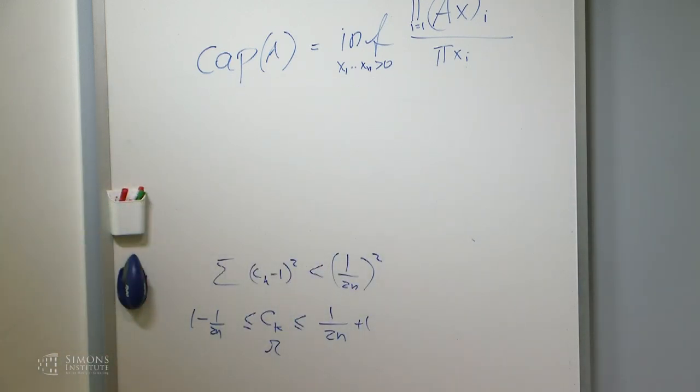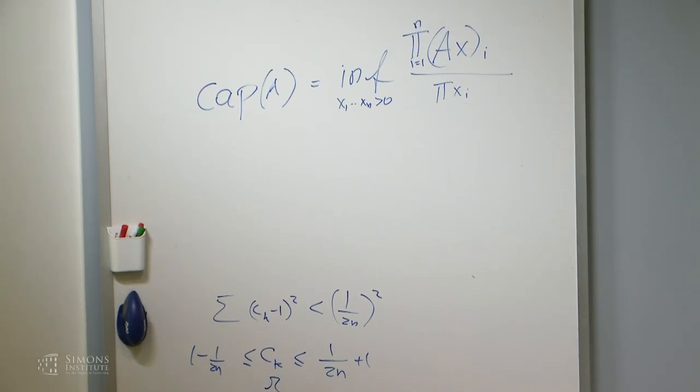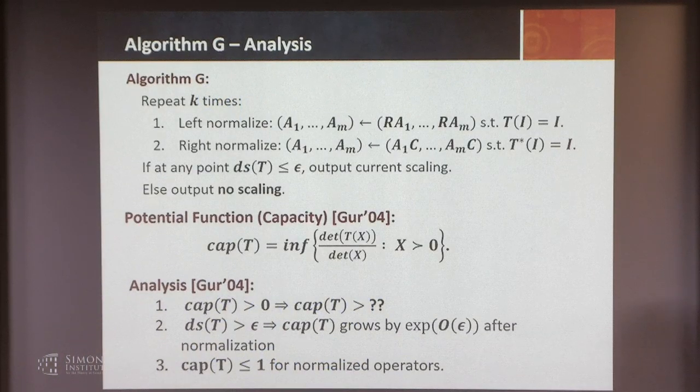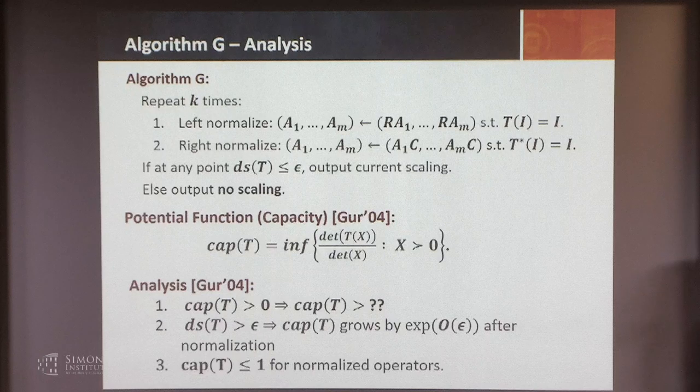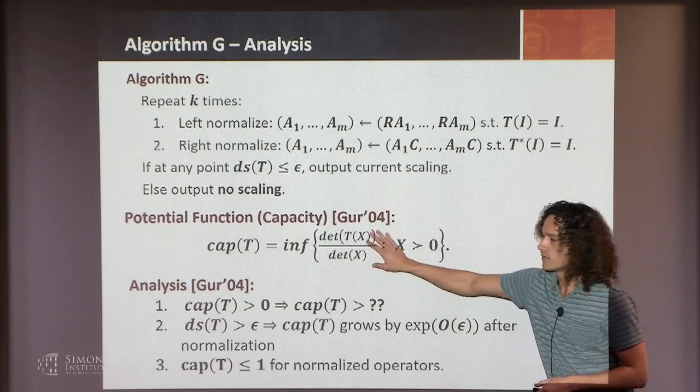And this capacity generalizes that one, which can also be used to analyze the matrix scaling. Gurvits came up with this capacity. Remember for the permanent, if the permanent was bigger than 0, it was lower bounded by something nice, some inverse exponential. He showed that if the distance to doubly stochastic is big and you normalize, then your capacity will also grow in the same way by this e to the epsilon. And it's easy to see from this definition that the capacity of T is less than or equal to 1 for normalized operators, because you can simply put the identity here. This will give you 1.